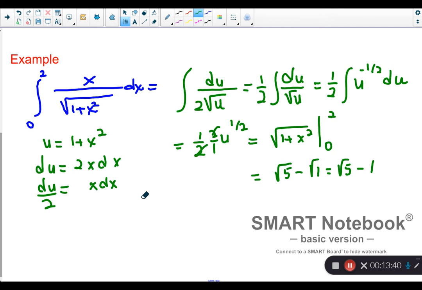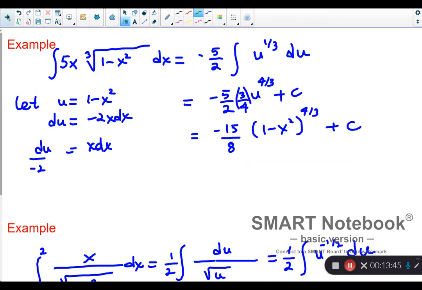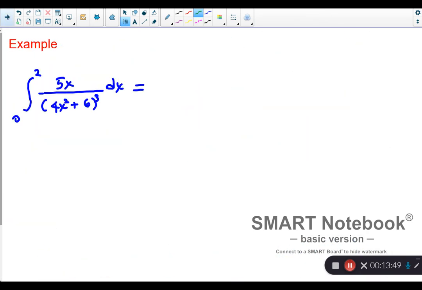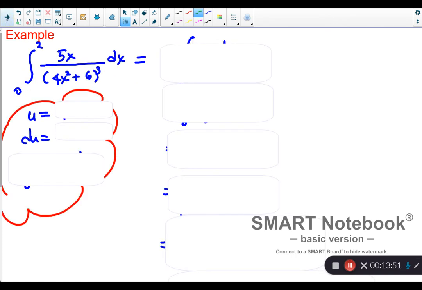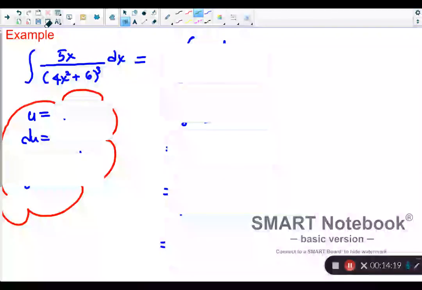All right, one more example. Let's take a look at this one. So the integral of, and for this question, let's not even worry about the limits. Let's just integrate 5x over quantity 4x squared plus 6 to the 3rd power. So think about it. What would be a good choice for you in this case? If you said 4x squared plus 6, you are correct.